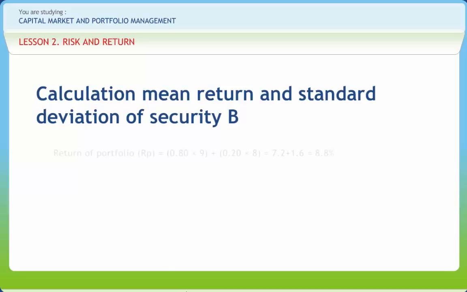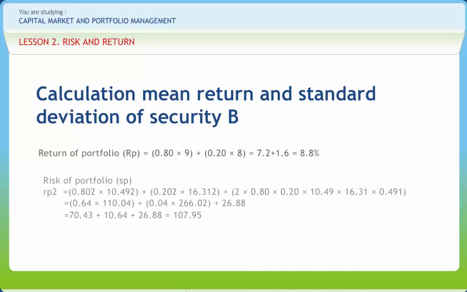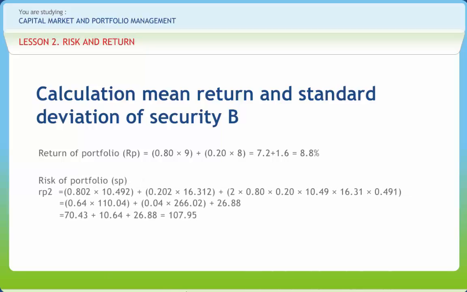Then return of portfolio RP equals 0.80 into 9 plus 0.20 into 8 equals 7.2 plus 1.6 equals 8.8%. Risk of portfolio sigma P.